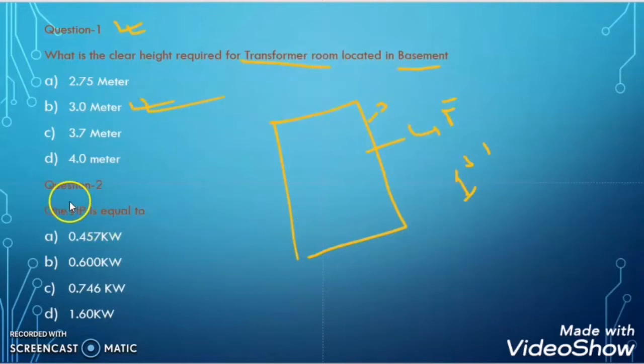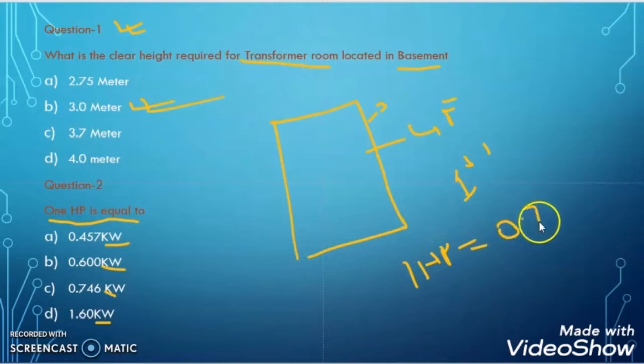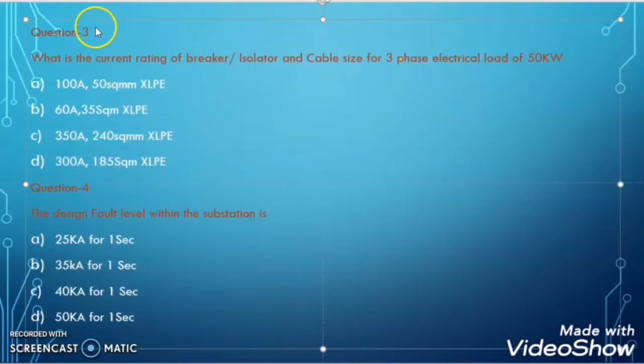Now let's move forward to the second question: 1 horsepower is equal to how many kilowatts? This is a numeric question, so you have to know the conversion. That is, 1 HP is equal to 0.746 kilowatt. So this is the correct answer, option C, 0.746. Now let us move to our next question, the third question.